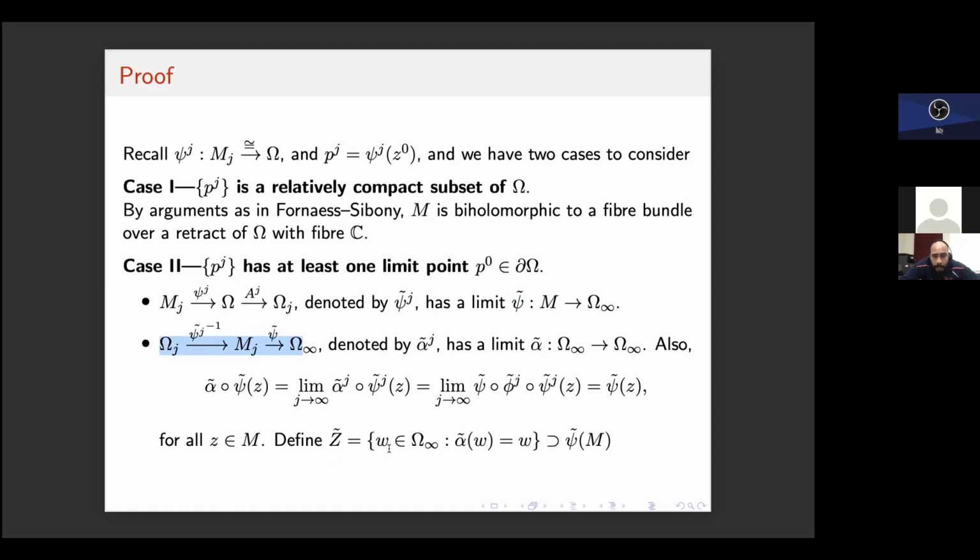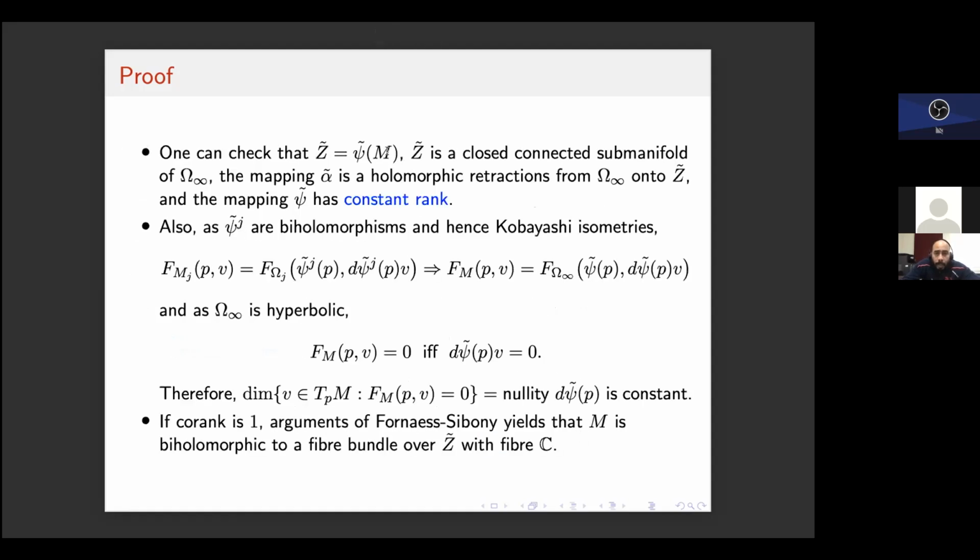So then we define Z tilde to be all those points in Omega infinity which are fixed by alpha tilde. So this certainly contains C tilde of M, as we just observed. But one can actually check that Z tilde is equal to C tilde of M. And Z tilde is a closed connected submanifold of Omega infinity. The map alpha tilde is actually a retraction from Omega infinity to Z tilde. So in other words, Z tilde is a retract. One can also check that this C tilde has constant rank.